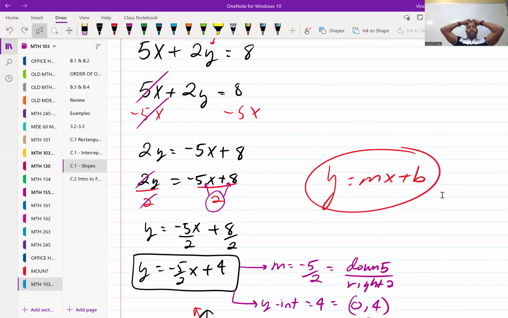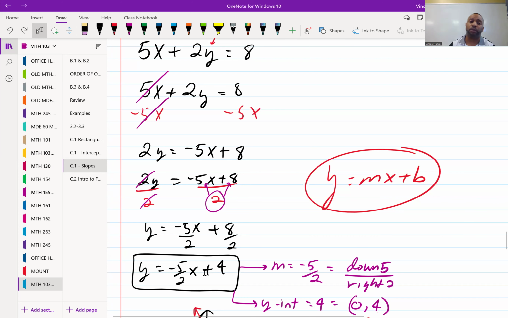All right, so then we need to get that 2 off of y. That's 2 times y, so we divide both sides by 2. We talked about this scenario before. If we want to reduce further, this 2 has to go into each term in the numerator. So that's how we got negative 5x over 2 plus 8 over 2. Then 8 over 2 is 4. So now our equation is solved for y.